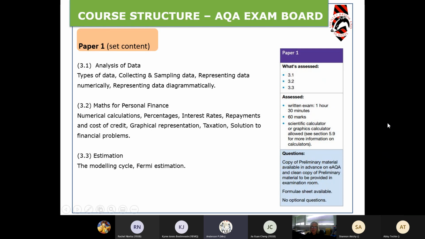So each exam is an hour and 30 minutes and is worth 60 marks. You are allowed a scientific calculator, which I'm going to talk about in a minute. You get a copy of the preliminary material in advance, like I was saying, so in class we can spend quite a lot of time annotating it, trying to predict what the questions might be, and doing lots of different calculations to prepare you ahead of time for the exam. When you get to the exam, they will give you a clean copy of the preliminary material.